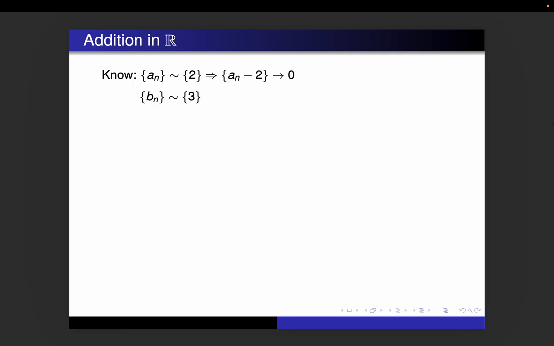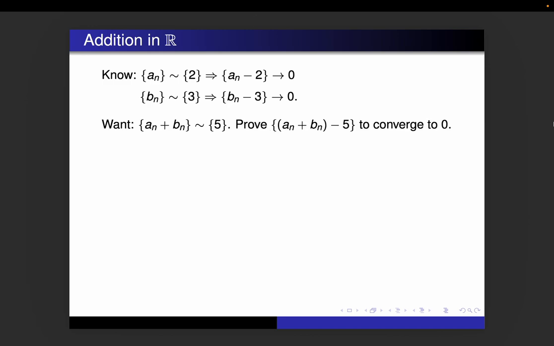Bn is equivalent to 3, and that says that the sequence Bn minus 3 also converges to 0. See, so we know something about those An's and Bn's. They weren't just random Cauchy sequences that we picked up off the street. What we want is that the sequence An plus Bn is equivalent to 5. And so we know what we want. We know what the tilde means. So that really means that we want to prove that An plus Bn minus 5 converges to 0.